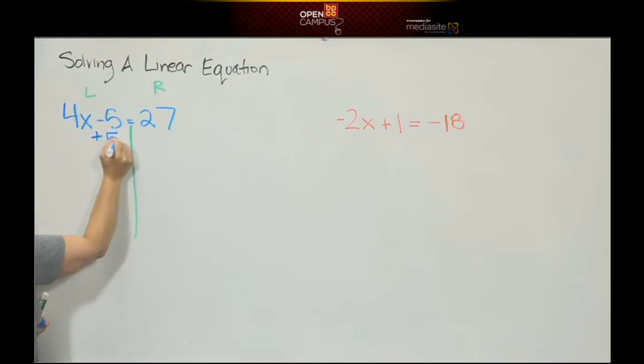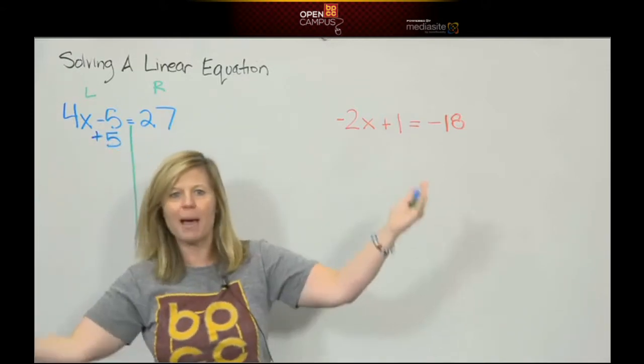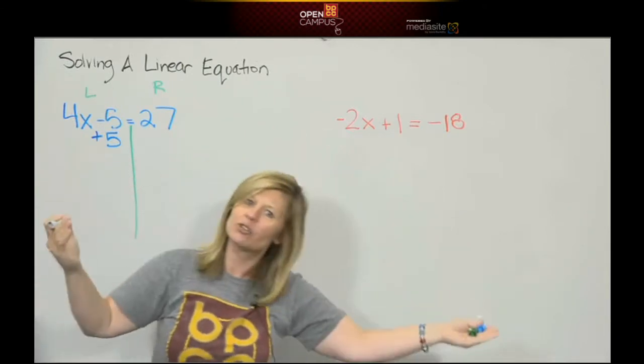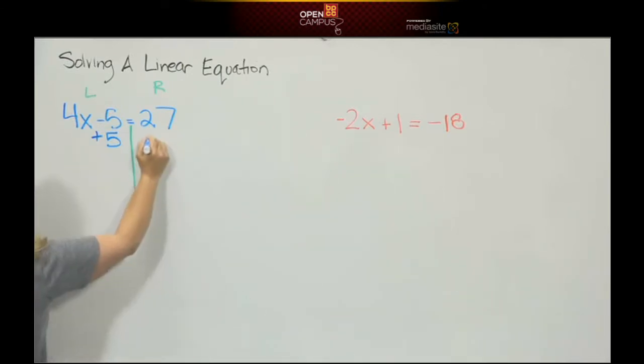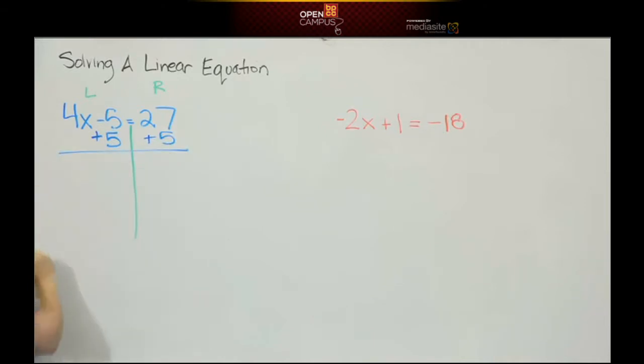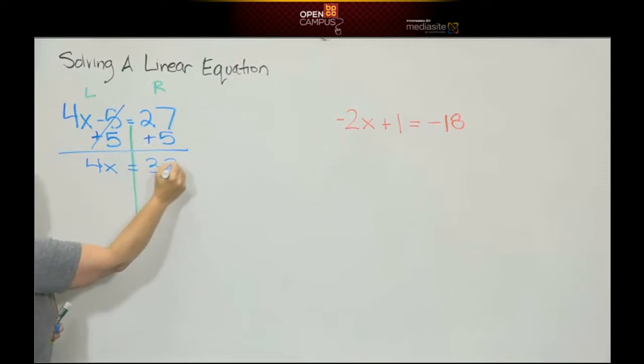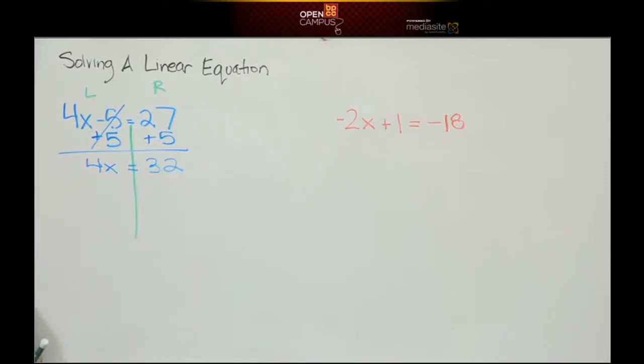We add 5. And because an equation is a balance, think of it like a seesaw. What you do to the left, you have to do to the right to keep it balanced. We're going to add 5 here. Subtract 5 and add 5 makes 0. So we just cancel them out because 4x plus 0 would be 4x. 27 plus 5 is 32. Are we done solving? No. X is not isolated. So now we have to move the 4.